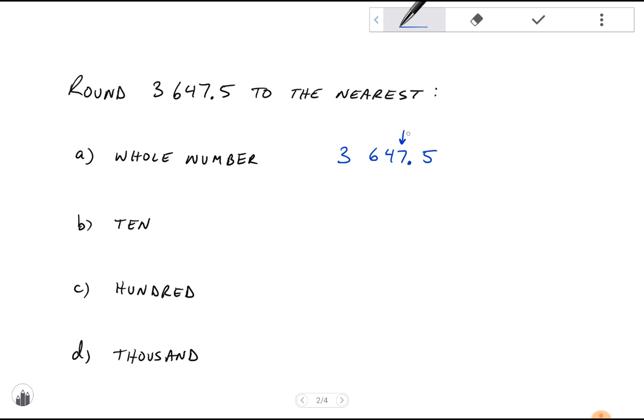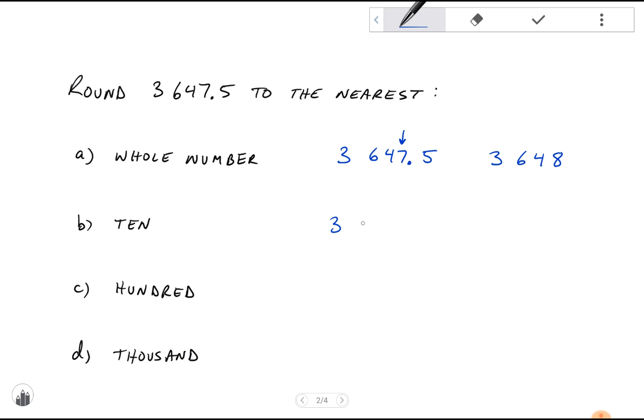It's the ones. So we look to the right of the ones and we see a 5. So as I said on the previous slide, 0, 1, 2, 3, 4, we round down. 5, 6, 7, 8, 9, we round up. So this is a 5, so we're going to round up. So that means that we will write the answer as 3,648. Okay, so we rounded the 7 up to an 8 because to the right of it is a 5.